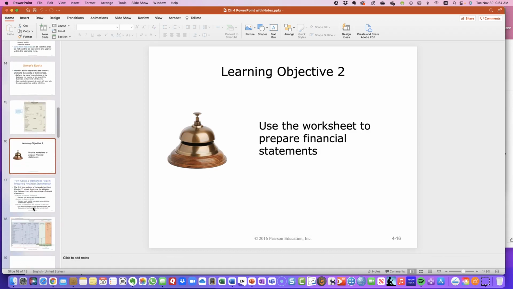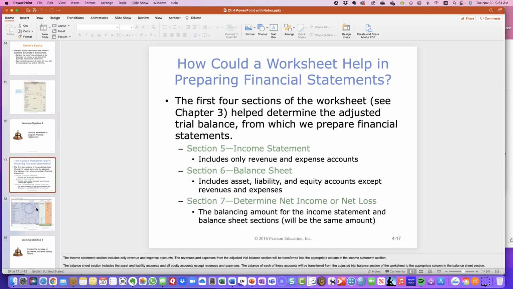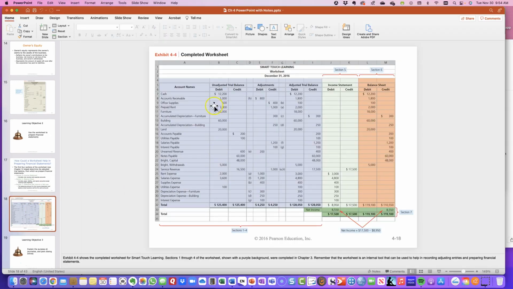Now we want to talk about the worksheet to prepare our financial statement. So we have sections of the worksheet, and basically we're going to look at that here. This is a 10-column worksheet, 2, 4, 6, 8, 10. We often use this worksheet to help us create our unadjusted trial balance. Then we do our adjusting entries. Then we have our adjusted trial balance.